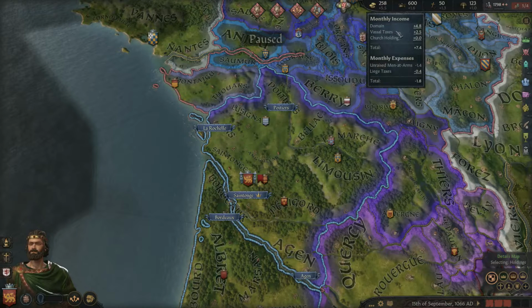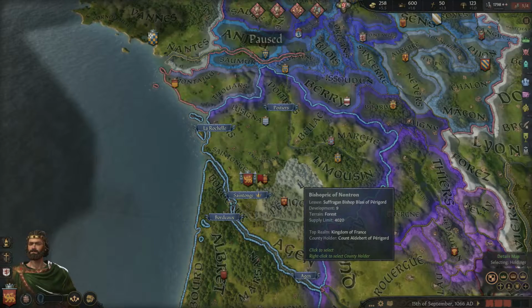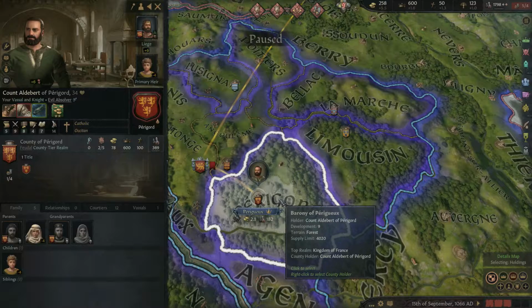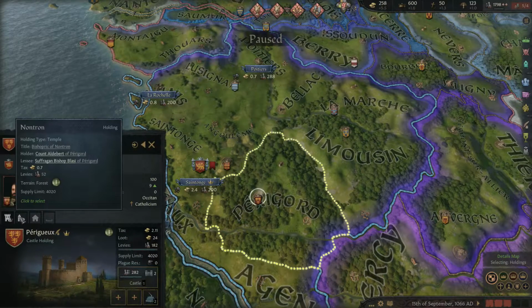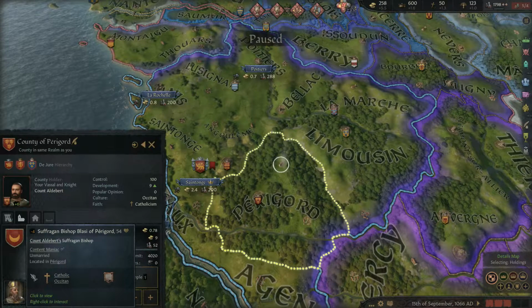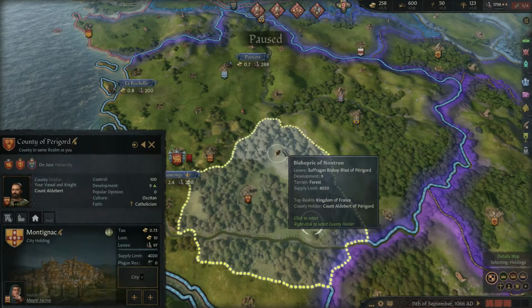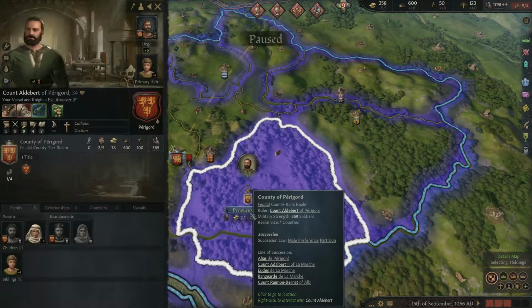Vassal taxes are from the people underneath you. So in my case, it's the counts underneath me, as well as the other minor titles. So, for example, the mayor here. Who are mayors? Well, again, every county has some holdings. We've got a castle type holding. We've got a temple type holding, which would mean we'd have a bishop or a suffragan bishop here. But they've also got a city holding, which would be ruled by a mayor. And of course, this mayor and this bishop will pay taxes to the count.